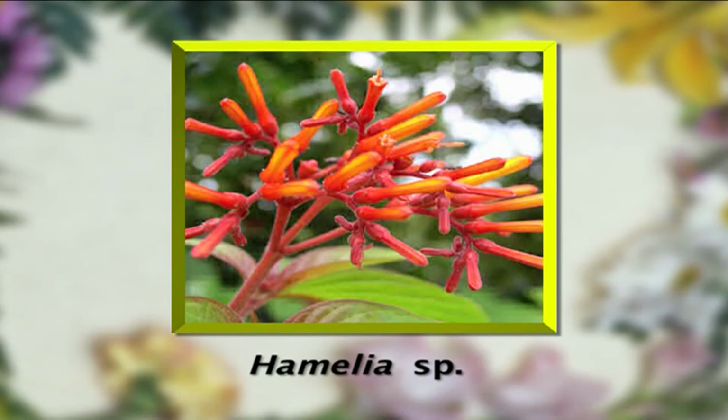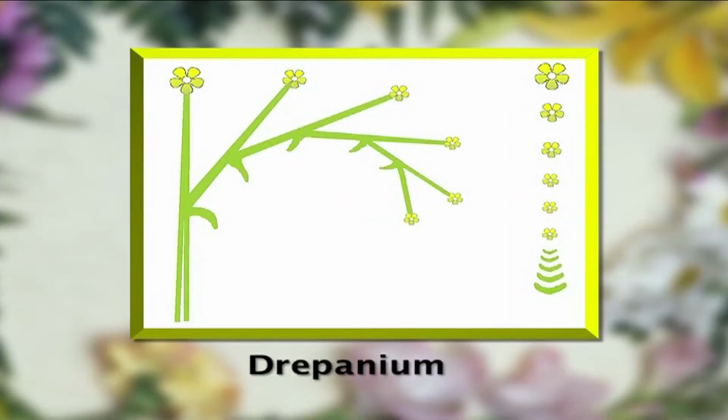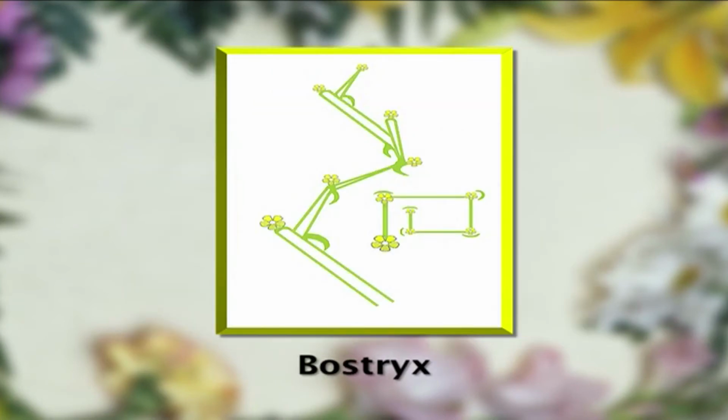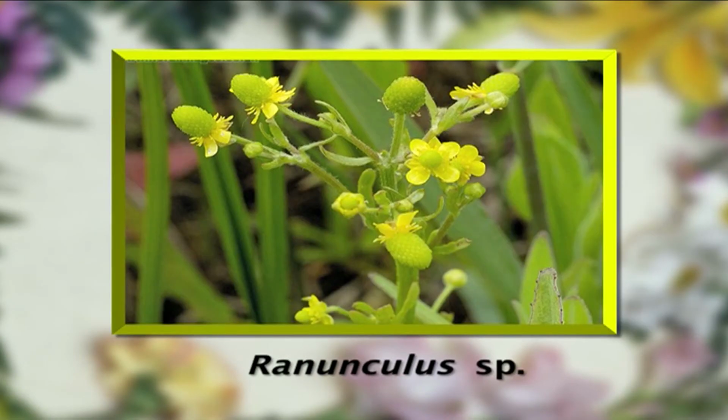For example, Hemerocallis, Drosera and Myosotis show helicoid monochasial cyme type of inflorescence. Helicoid uniparous cymes are again of two subtypes. One, the Drepanium, in which the lateral branches are in the same plane, and second, the Bostryx, in which the lateral branches are in different planes. The second type of monochasial cyme is the scorpioid monochasial cyme, in which the successive lateral branches develop alternately on either side, that is to the right or left side of the main axis, but in a zigzag manner, as we can see in Heliotropium, Solanum, Ranunculus, etc.